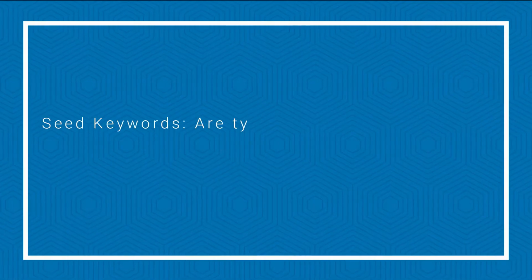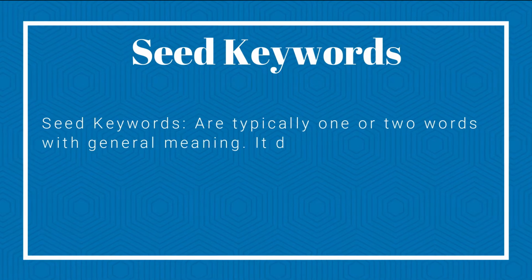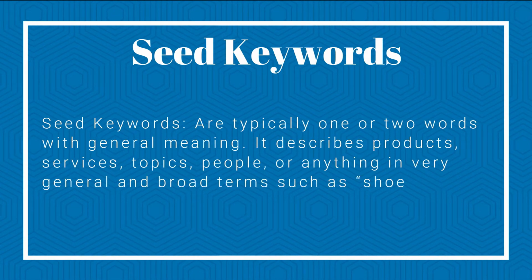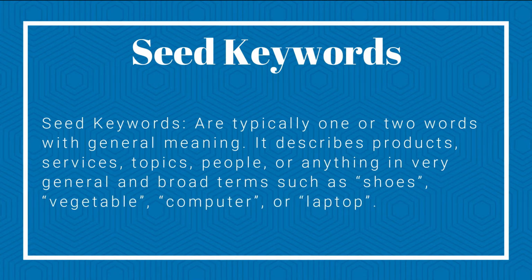The first step is to find relevant seed keywords, or keywords that describe your product or service in general. Seed keywords are typically one or two words with general meaning. They describe products, services, topics, people, or anything in very general and broad terms such as shoes, vegetable, computer, or laptop. These are the broad terms, keywords and topics you want to own and be recognized by Google as the go-to source to learn more about the topic.